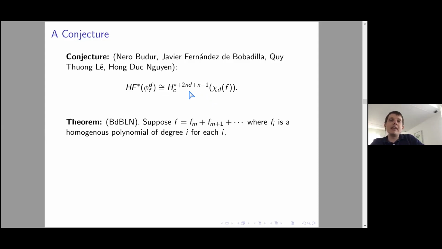Okay, so in their paper, these sequence of letters here are the same authors. This is the same paper. They have the following theorem, which is, suppose I write my polynomial as a sum of homogeneous polynomials, f_m plus f_{m+1}, etc. And the degrees of these homogeneous components go up. So the lowest degree component is f_m.